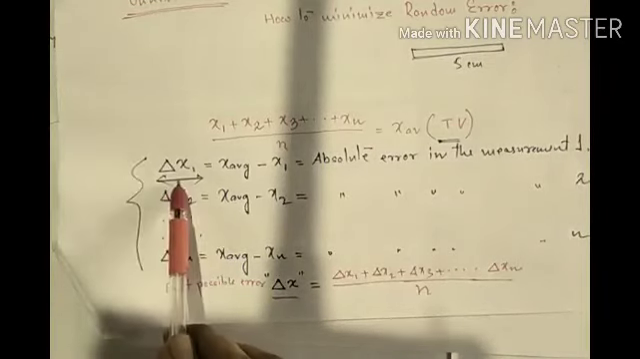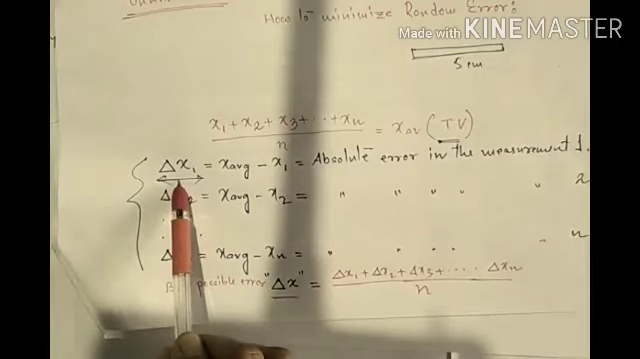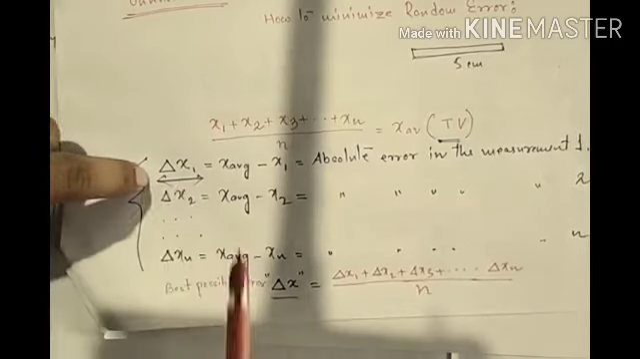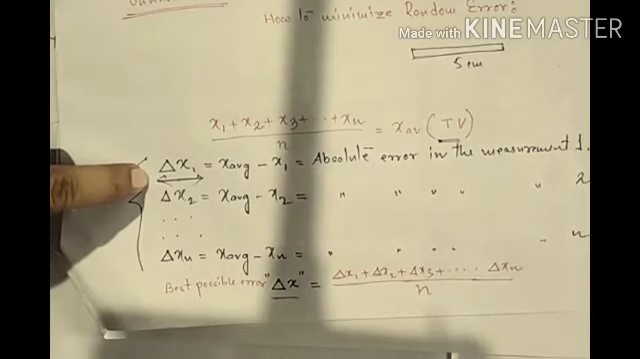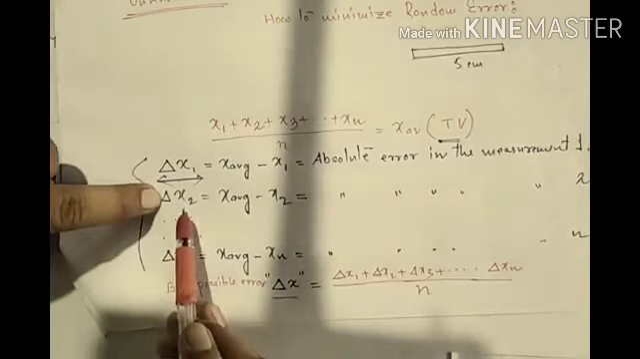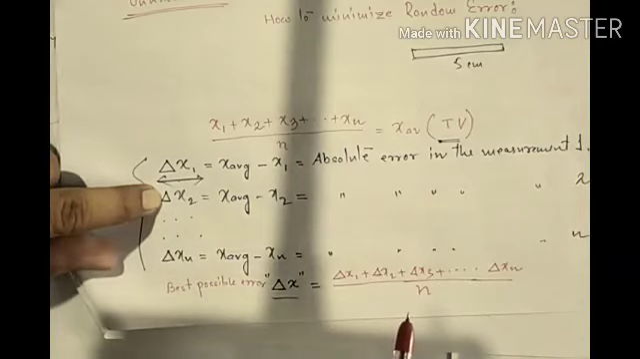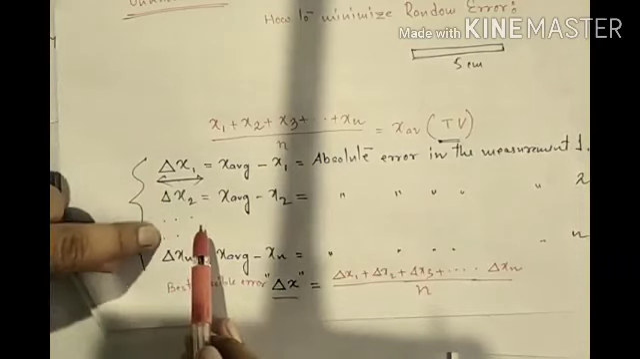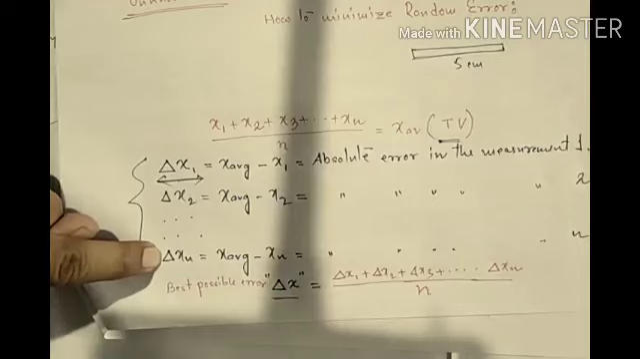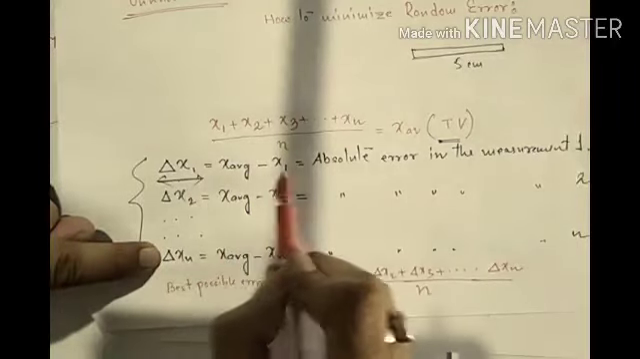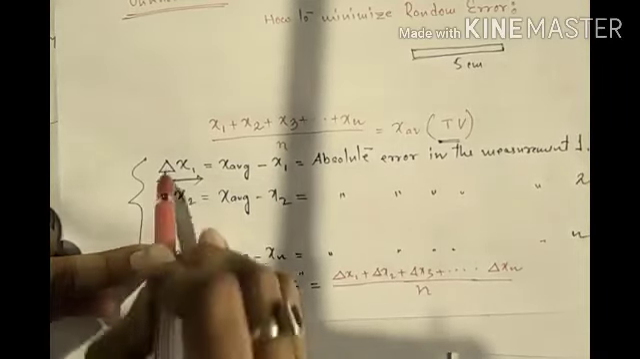Now how much was the error that I committed during my first measurement? It is delta x1. During my second measurement, how much was the mistake? It is delta x2. During my third measurement, delta x3. During my nth observation, it is delta xn, whose numerical values are nothing but x average minus x1, x average minus x2, and so on. So out of these individual absolute errors, which one is the best?